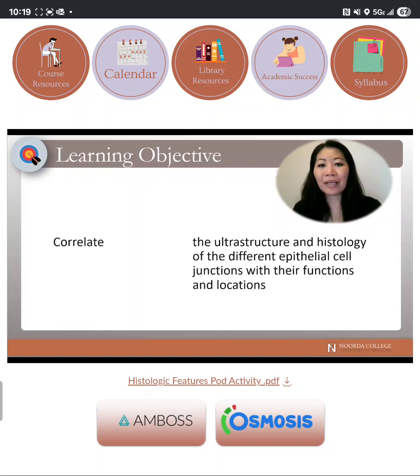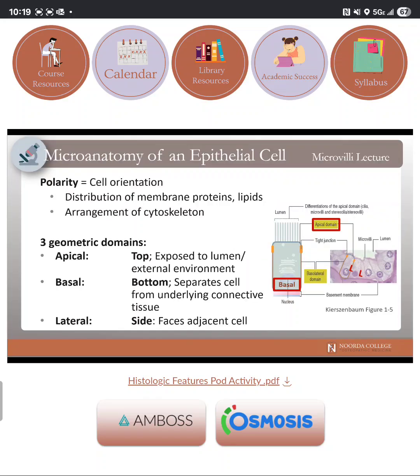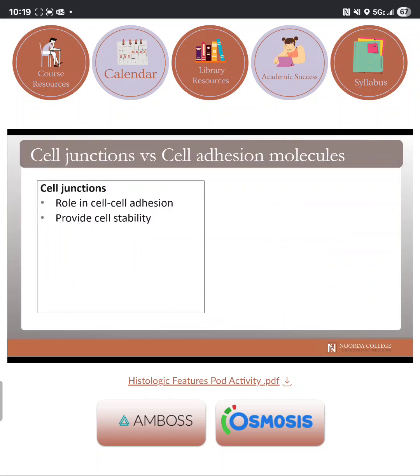By the end of the session, I want you to be able to correlate the ultrastructure and histology of the different epithelial cell junctions with their functions and locations. In the microvilli lecture, we discussed the microanatomy of epithelial cells, and in this particular lecture, we're going to focus on structures that are located in the lateral domain.